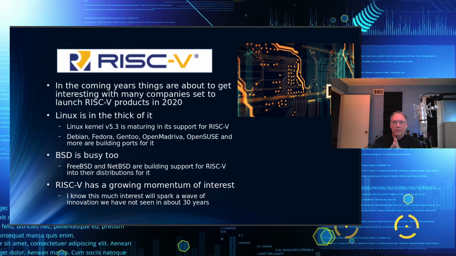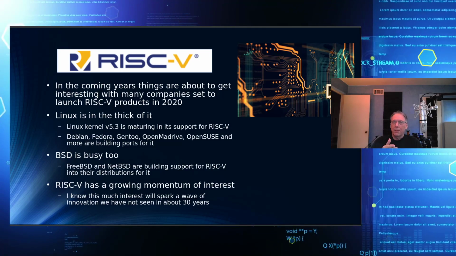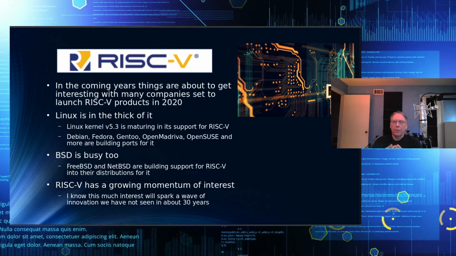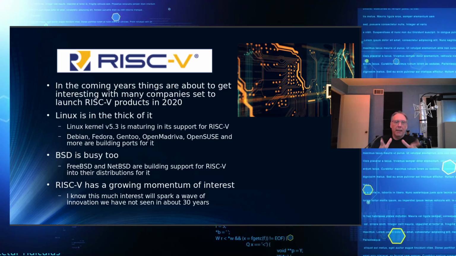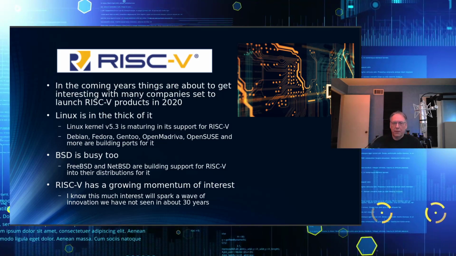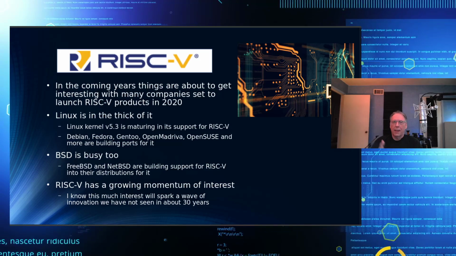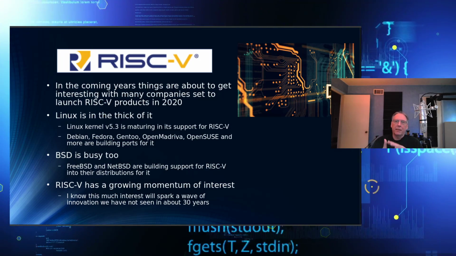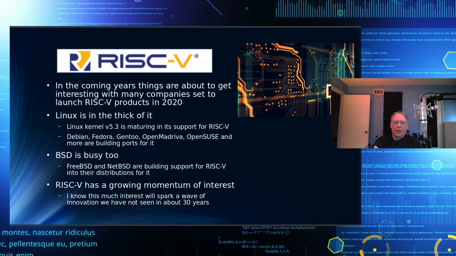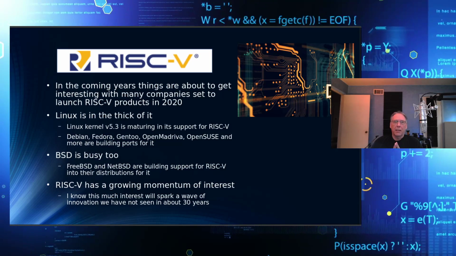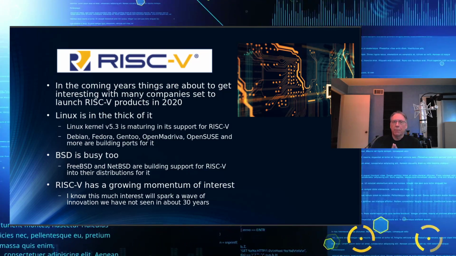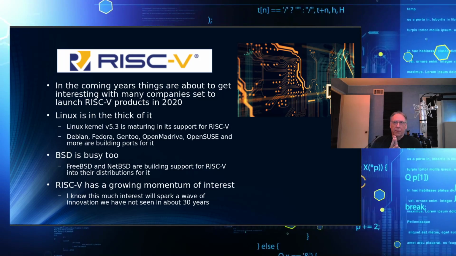Linux is in the thick of it, of course. Both from the kernel development, it's in the 5.3 kernel. There is quite a bit of support, and that is maturing to support the RISC-V specification. And Debian, Fedora, Gentoo, OpenMandriva, OpenSUSE are all building ports around it. So the tooling, like the compilers and the libraries and the desktop interfaces and all of the tools and utilities that we use on a daily basis, are being developed around that. BSD is also working on it. Both FreeBSD and NetBSD are working on distributions to support the RISC-V platform as well.